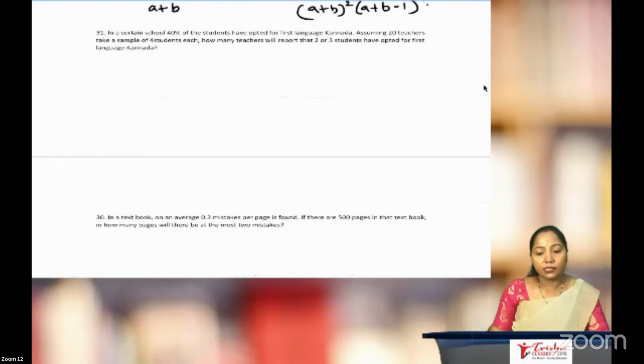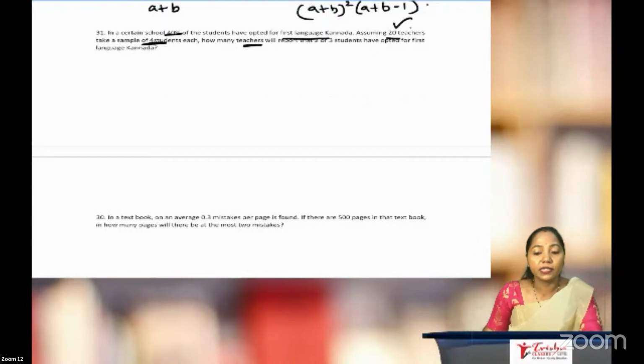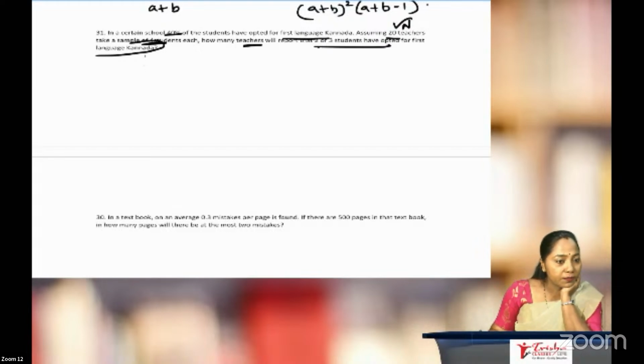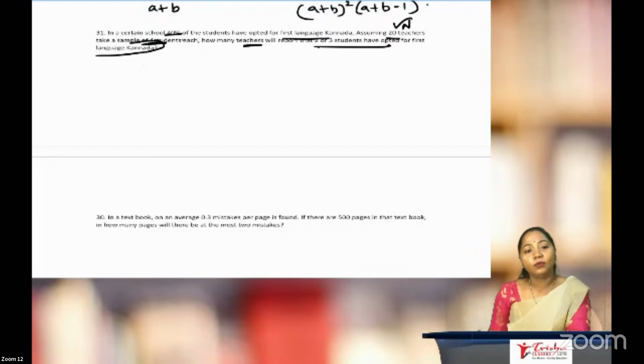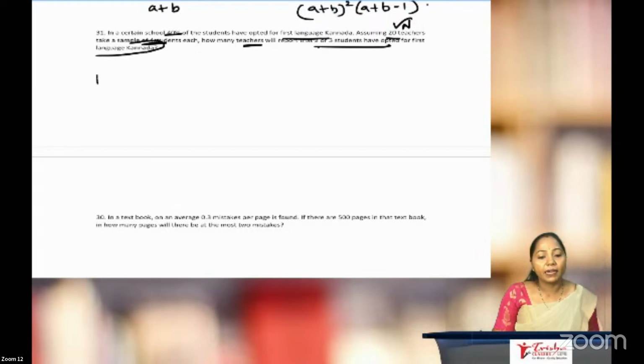Next question. What is the distribution for the next one? In a certain school, 40% of the students have opted for first language Kannada. Assume 20 teachers each take a sample of 4 students. How many students are taken? 4 students. How many teachers? Out of 20 teachers, capital N is given. How many teachers will report that 2 or 3 have opted for first language Kannada? What is the distribution? Yes, it is binomial distribution. What is N?